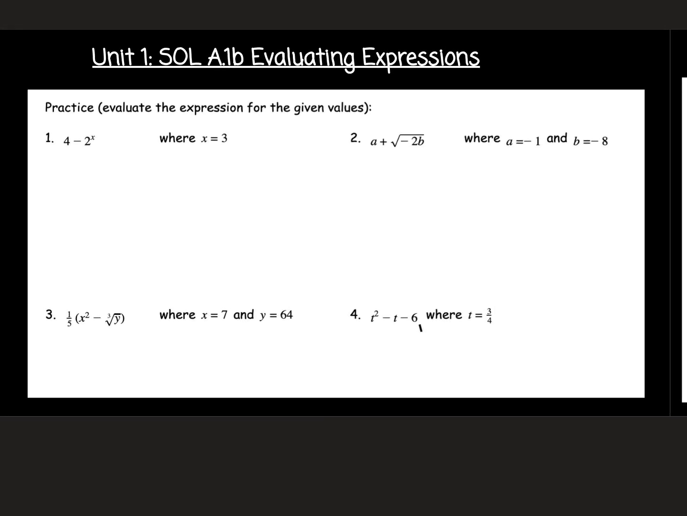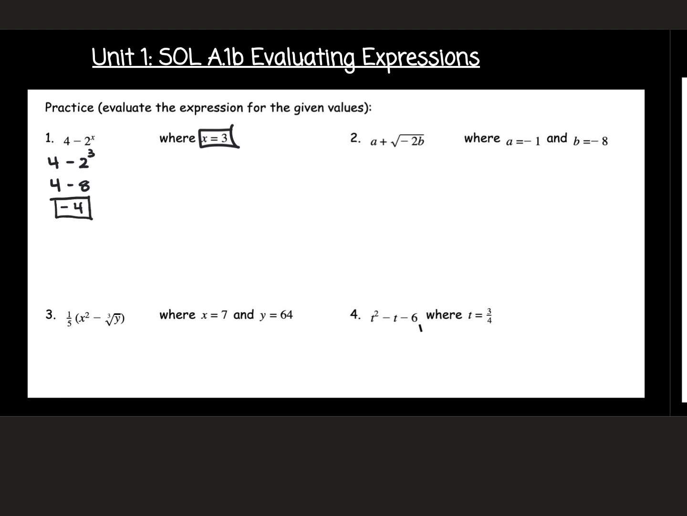All right, so the first one we're going to look at is number 1, and that is telling us 4 minus 2 to the power of x, where x is equal to 3. So what I'm simply going to do is rewrite my expression, but I'm going to replace my x with 3. All right, so remember GEMDAS tells me I do grouping symbols. I don't have any grouping symbols here. So the next step is exponents. So I have 2 raised to the power of 3. So remember, raising a number to a power is multiplying by itself that many times. So I get 4 minus 8, which gives me a negative 4.